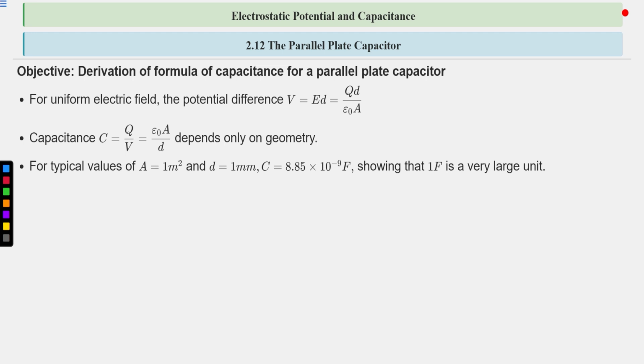For typical values of A, we will put some values. We will put A equal to 1 meter square and D equal to 1 mm. These are arbitrary values. We can put A is equal to 1 meter square and D equal to 1 millimeter. Then C will be equal to 8.85 into 10 to the power minus 9 farad.